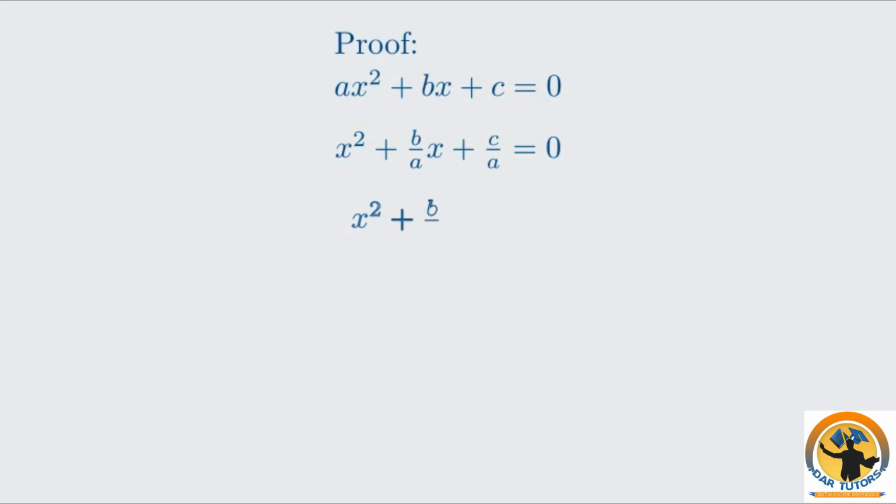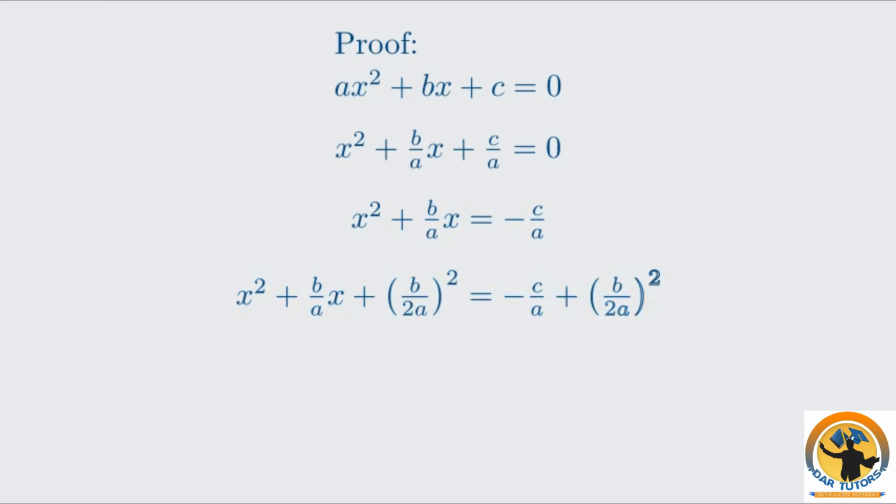Let's prove this formula by completing the square on the general equation. Starting with ax squared plus bx plus c equals 0. First, divide by a: x squared plus b over a x plus c over a equals 0. Move the constant term: x squared plus b over a x equals negative c over a. Complete the square. Half of b over a is b over 2a. Squaring it gives b squared over 4a squared. Add this to both sides.